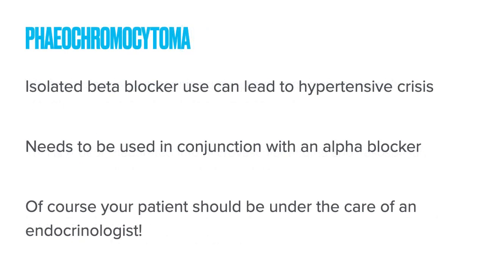Lastly, phaeochromocytoma. And I know we don't usually deal with phaeochromocytoma patients, but you should be aware that if you use beta blockers on their own, you can get a hypertensive crisis, and they need to be used in conjunction with an alpha blocker. Of course, if you've got someone with a phaeochromocytoma, you should definitely get them under the care of an endocrinologist pronto.